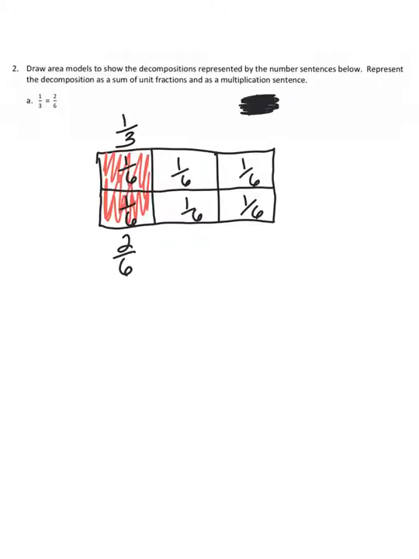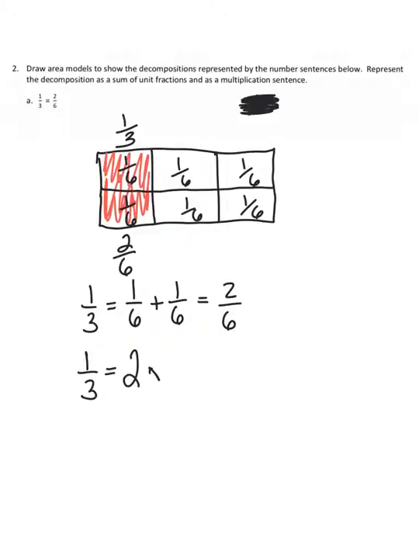But now let's do the decomposition as a sum of unit fractions. So now I'm going to have 1/3 is equal to 1/6 plus 1/6, and that is equal to 2/6. And as a multiplication sentence, we're kind of composing it back together again. 1/3, because how many 6ths do we have? Well, we have 2 sixths. So we have 2 groups of 1/6, and 2 times 1/6 is equal to 2/6.